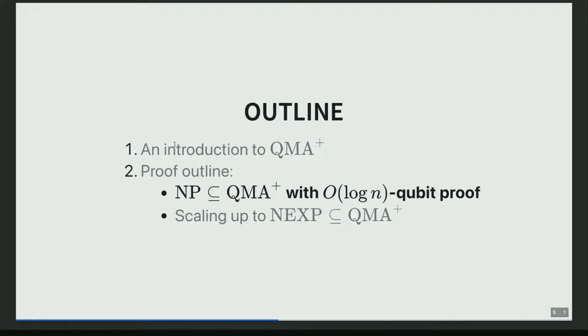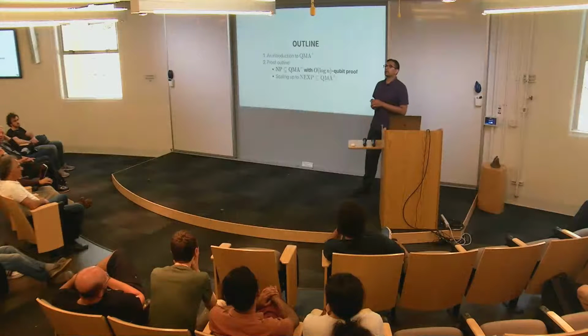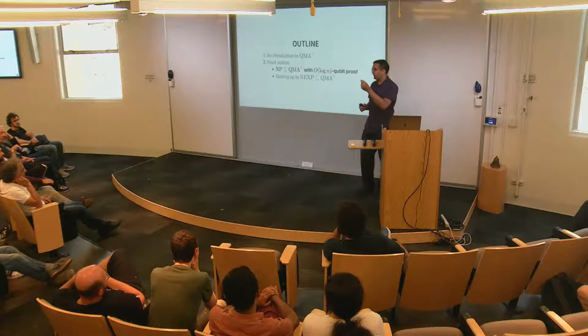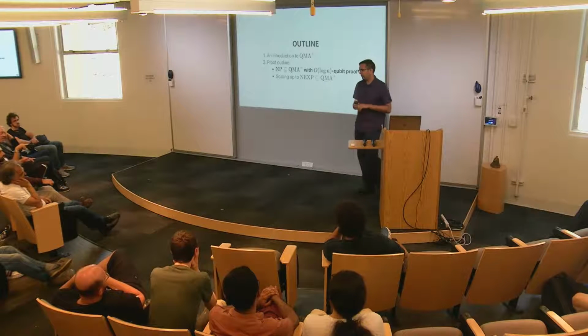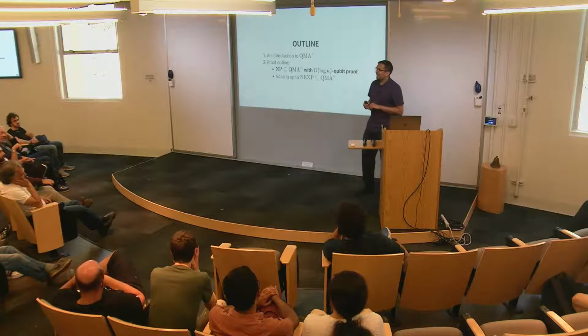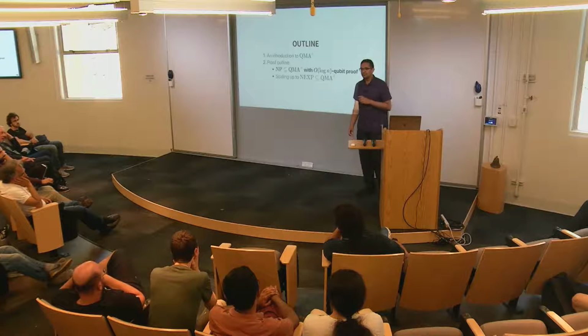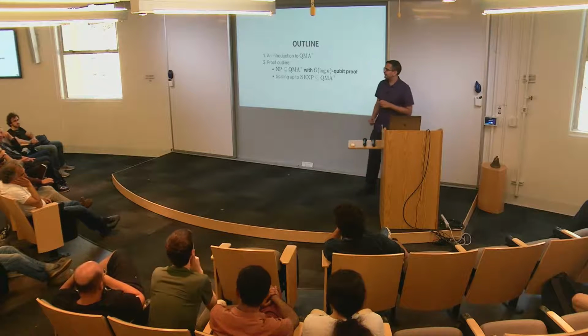Before we proceed, will you tell us which parameters of completeness and soundness give you NEXP for QMA plus and QMA? So I don't know. For QMA plus equals QMA, you can use 0.8, 0.2, or anything above that, 0.81, 0.19. For QMA plus equals NEXP, I know they're constant. I don't know what the constants are. Good question.